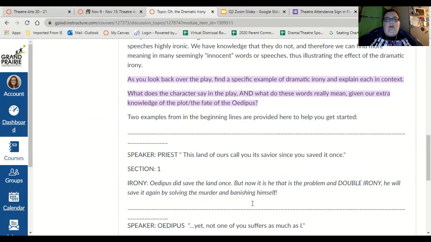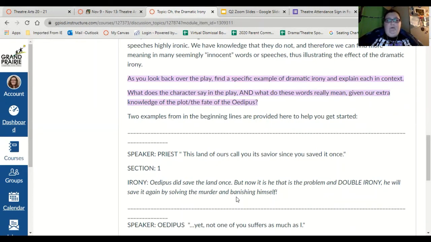Okay, so here are some examples of dramatic irony. The priest says, "This land of ours calls you its savior since you once saved it." The irony is that he did save the land once, but now he is the problem. So now he is not saving it anymore. And the double irony is that he will again save it by banishing himself, because he is the murderer.